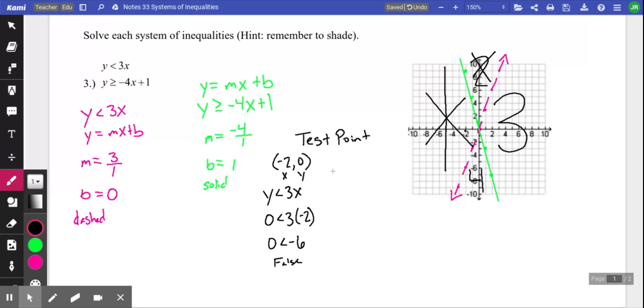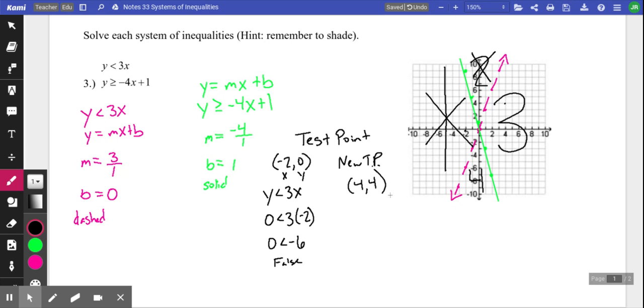So now I need to pick a new test point, and that's going to come from region 3 or region 4. It doesn't matter which one I pick. Let's say I go for region 3. Let's say I choose the ordered pair 4, 4.